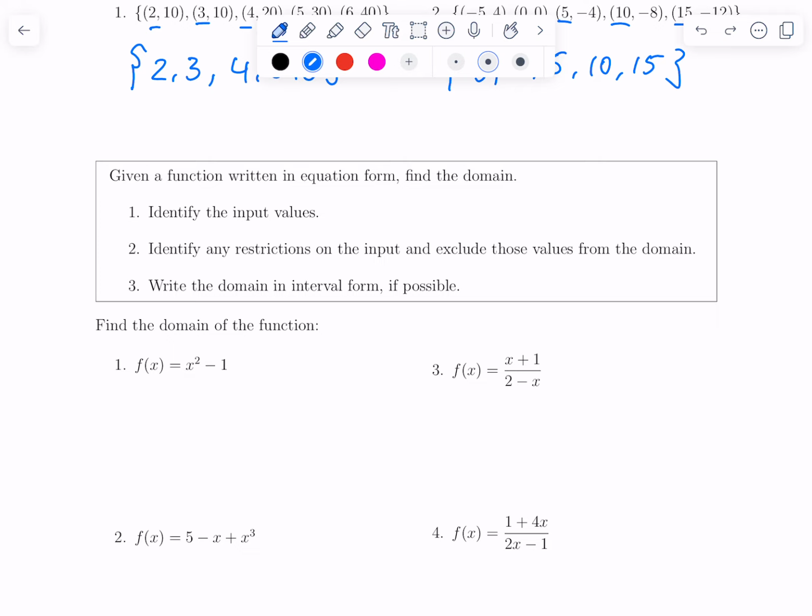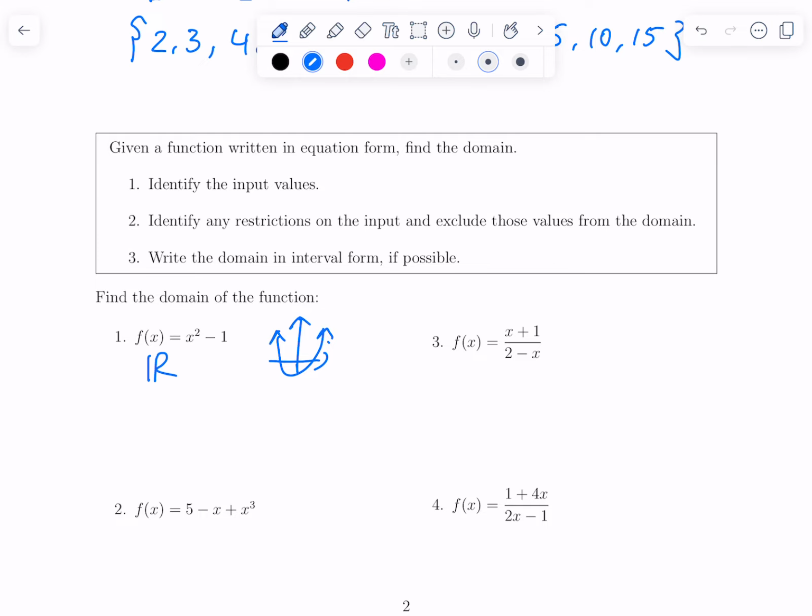So let's see the first example over here. The function equals x squared minus 1. So this is a quadratic equation. For a quadratic equation, the x value can be any real number. There is a notation for that. If I write the interval notation, it will be from negative infinity to positive infinity. Always remember, those are parentheses because you cannot include the infinity number.